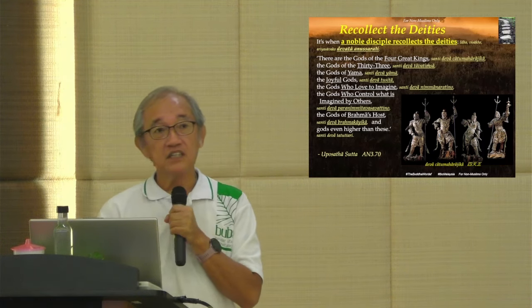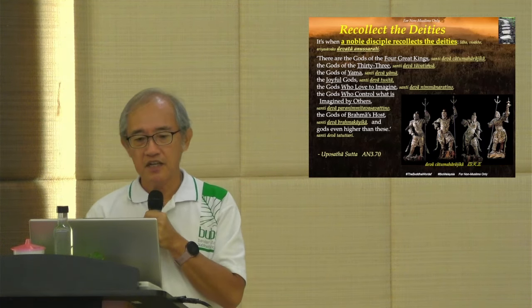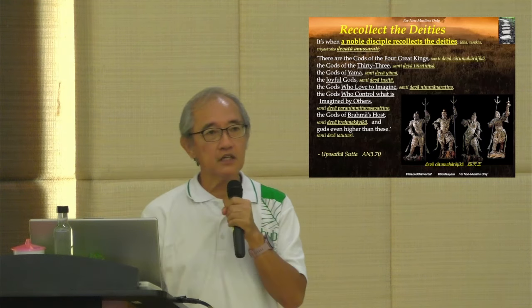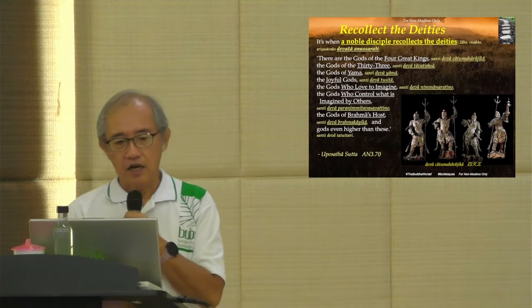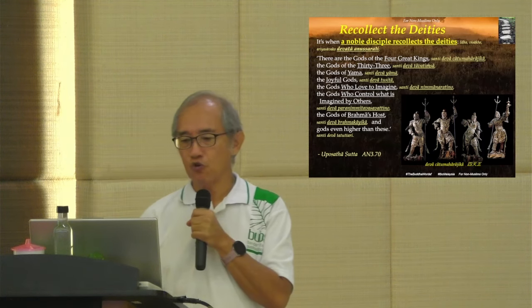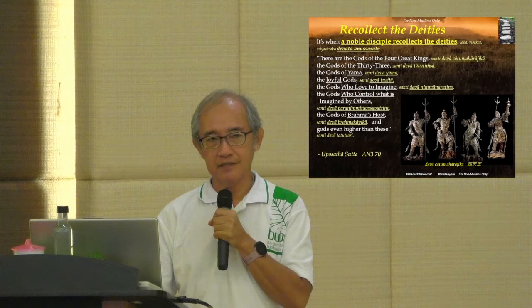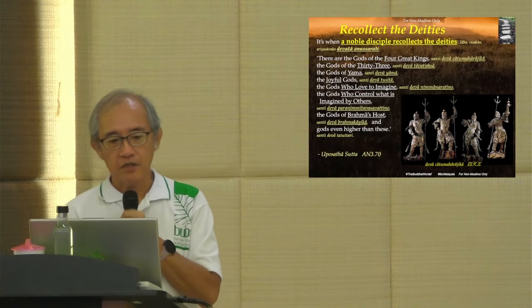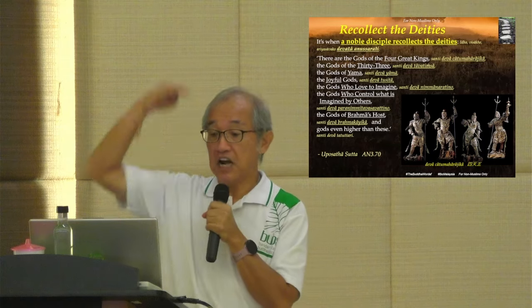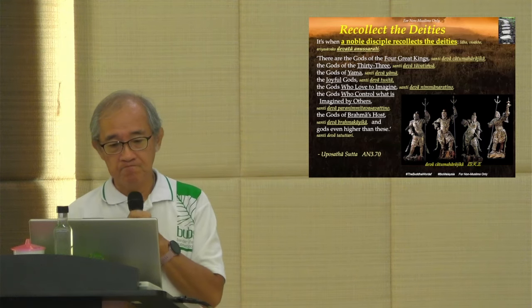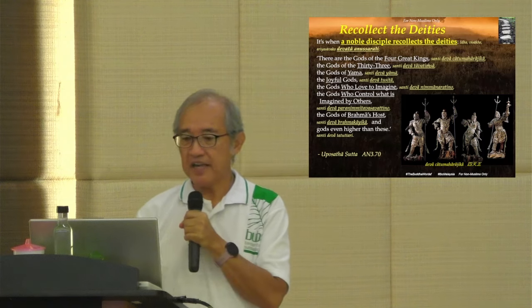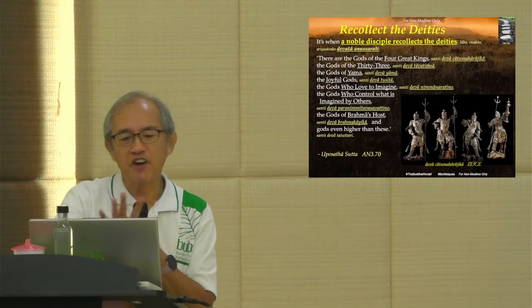The gods of the 33, Tavatimsa heaven. The gods of Yama. The joyful gods, Tusita heaven. The gods who love to imagine. We seldom talk about that. The gods who control what is imagined by others. And then the gods of Brahma's host, those even higher beings. And gods even higher than these. So this is a great summary of this.